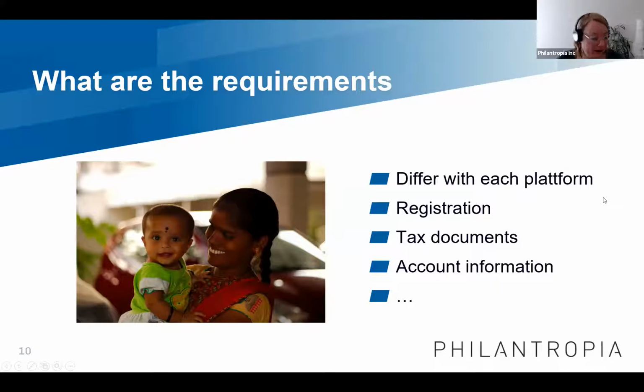So what are the requirements to sign up on a crowdfunding platform? Well, they differ with each platform. There are not rules for all of them, but most of them ask for official registration and for tax documents, because usually when someone donates money to your project through one of those platforms, they will give the form for the tax exemption later. So to be able to do that, they need to know that you are tax exempt. So for that, they need your documentation.